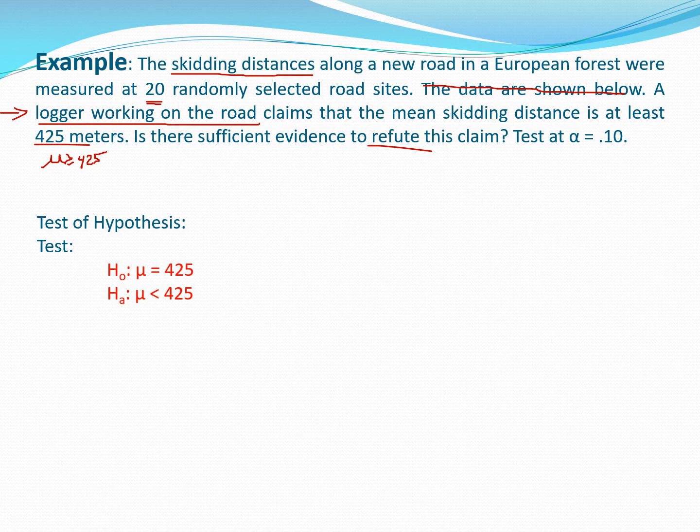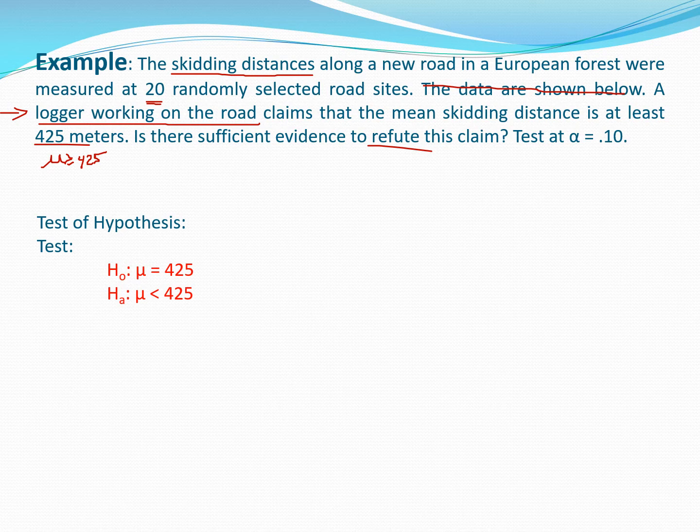Okay. As I mentioned when I went through the 4 steps, sometimes it's really easy to set up the alternative hypothesis. Sometimes it takes a little thought. This one was a little bit tougher, a little bit harder to find. If I would have said test to determine if the mean skidding distance is less than 425 meters, that's really straightforward. This one's a little bit more challenging. Some are easier than others. All right, so that's the test.